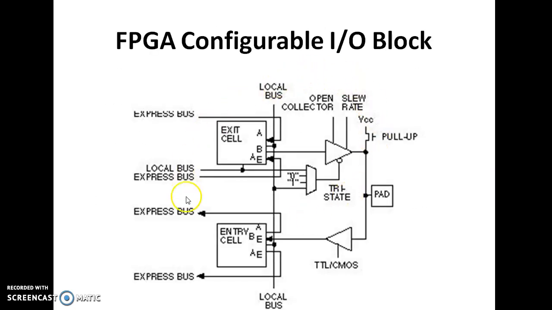So this is a typical configurable I/O block, where it consists of flip-flops and some tri-state buffers, right? These are the 2 tri-state buffers, and these are the flip-flops, where the input and output data can be stored in these flip-flops.